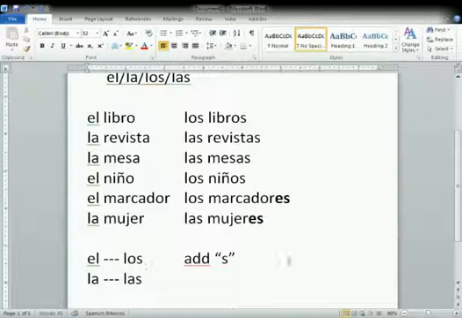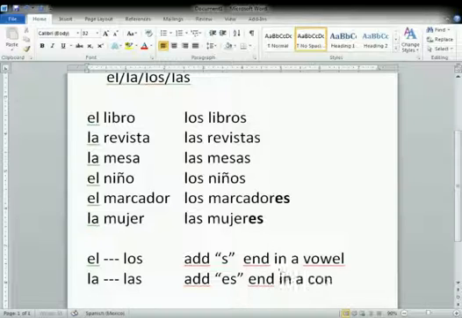What's happening here? Well, there's a fourth rule. We're going to add es. The question is, how do I know whether to add s or es? If you look up at your examples, libros, revistas, mesas, niños, all those words end in a vowel. Los marcadores, las mujeres, these end in a consonant.